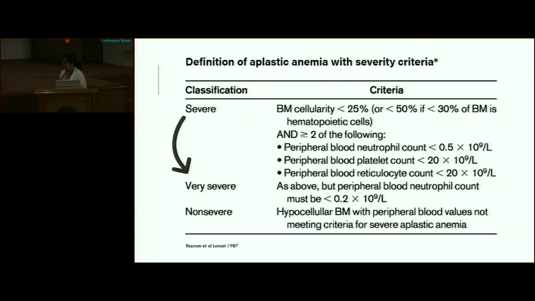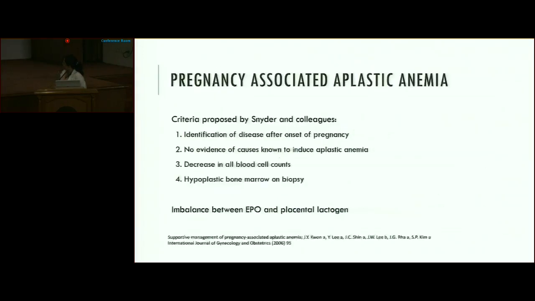So there is indeed an entity called pregnancy-associated aplastic anemia, the criteria for which has been proposed by Snyder and colleagues, and our patient fulfilled all these four criteria that are needed for the diagnosis. The basic cause for this is not known, but it is thought to be due to an imbalance between erythropoietin and placental lactogen. So now we have a patient with very severe acquired aplastic anemia, likely pregnancy-associated.